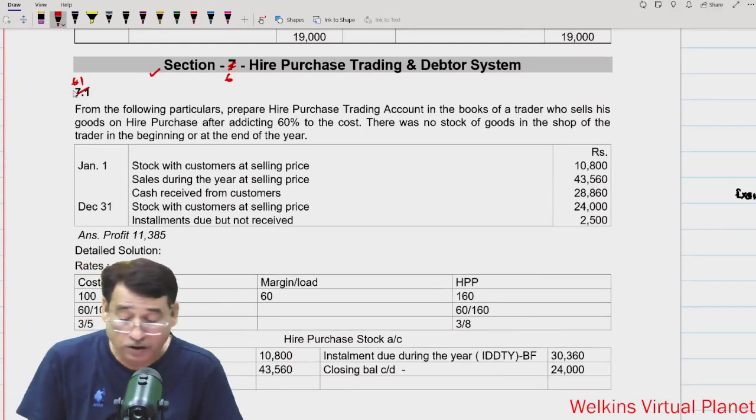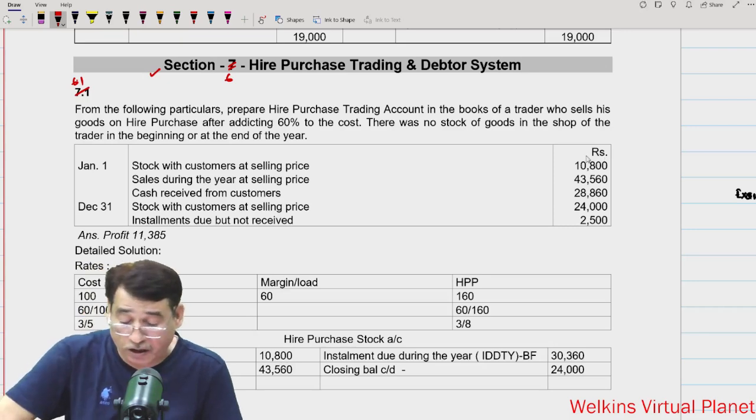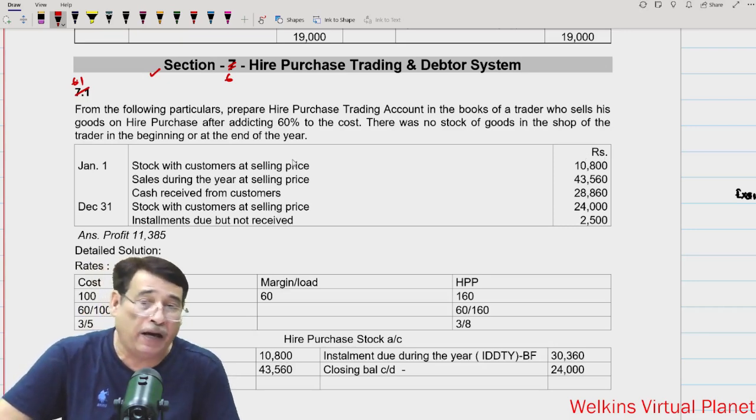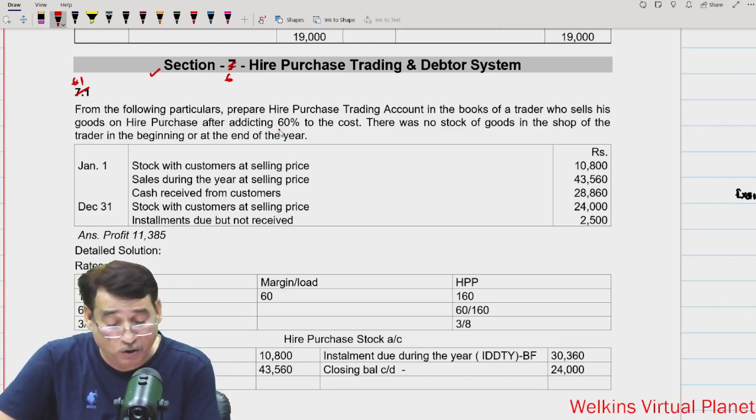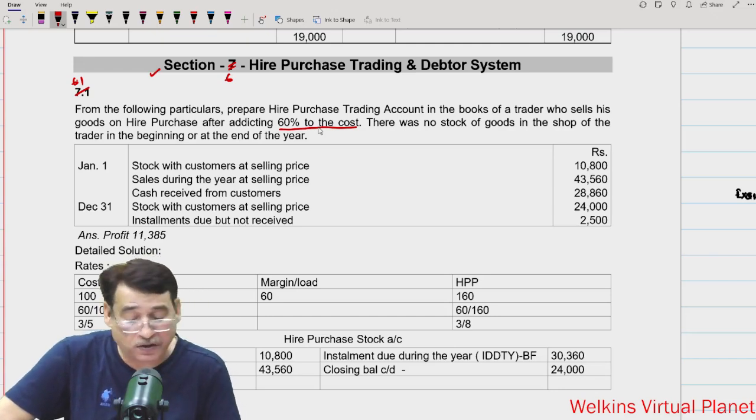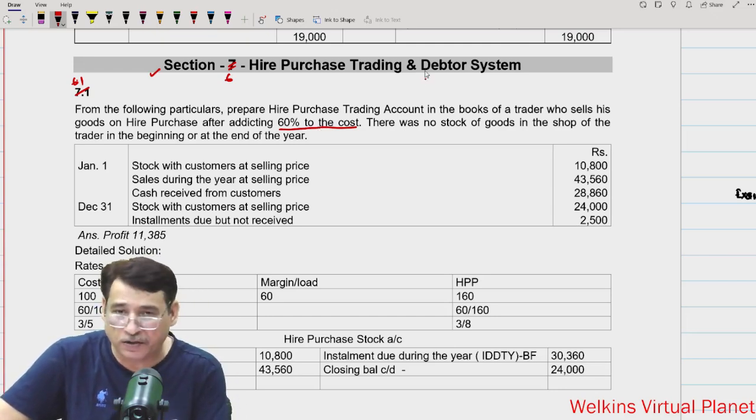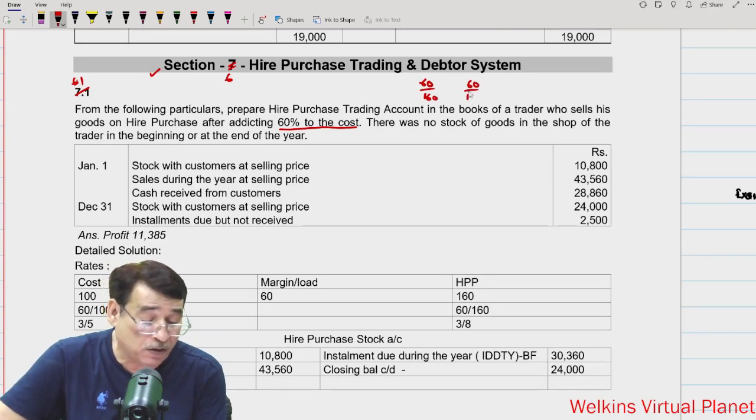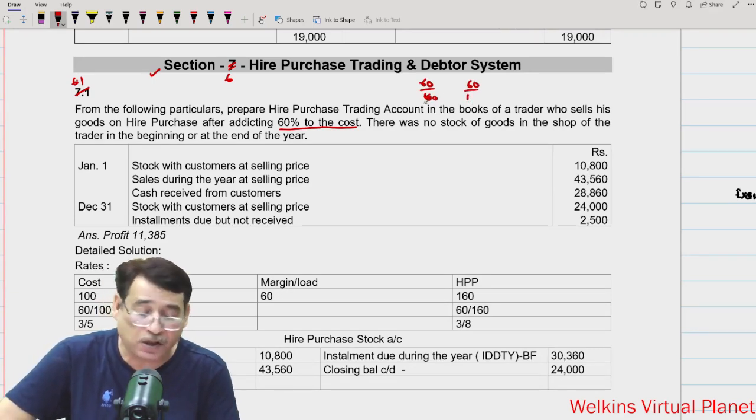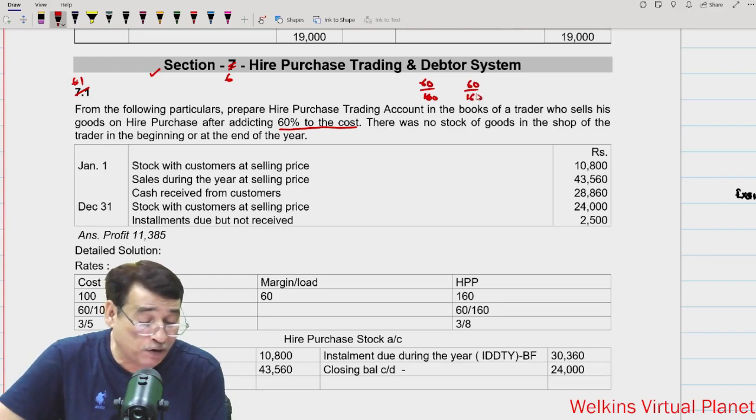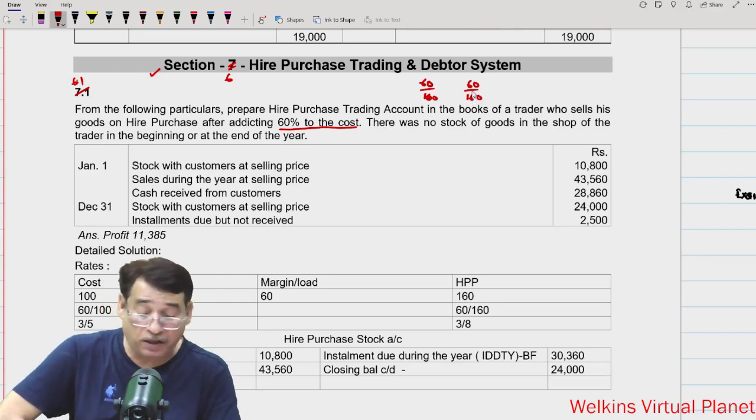6.1 is the question. Now, in this question, we are given a stock with customer at selling price. First of all, goods are sold at a margin of 60% to the cost. That means cost is 100, so the rate of profit on cost will be 60 by 100, and the rate of profit on sales will be 60 by 160, correct?